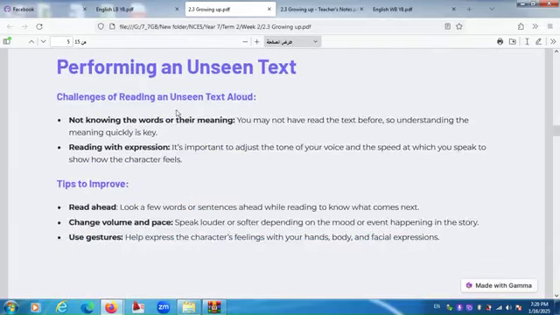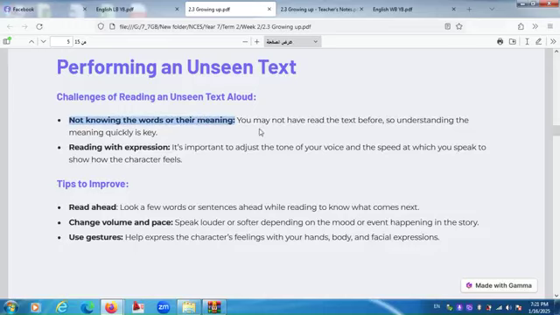Okay? And in order to perform an unseen text, to improvise, you have some challenges in reading the unseen text aloud. First of all, the first challenge: not knowing all the words or their meanings. How can you solve or overcome this challenge?